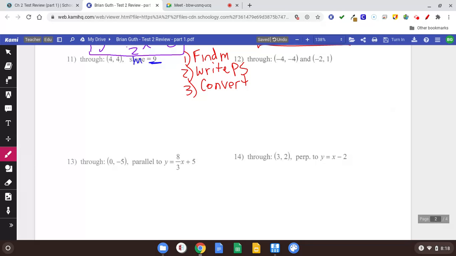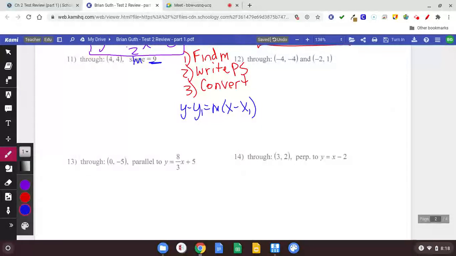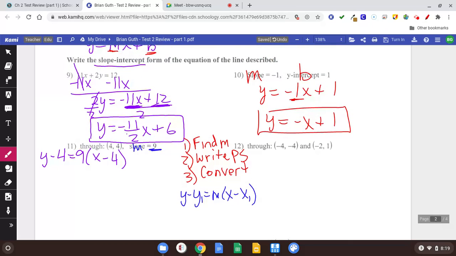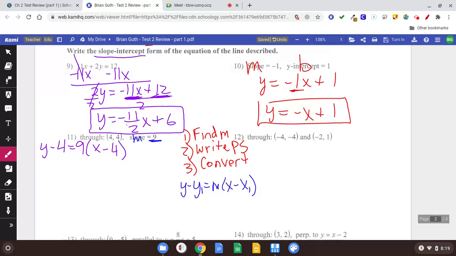So we go to step 2. Step 2 says write point slope form. Well, remember, point slope form is y minus the y number equals m times x minus the x number. That's what point slope form looks like. So we would go over here and we would say y minus the y number is 4 equals our m number is 9 times x minus the x number is also 4. Looks like that. That's point slope form. Then we can convert to whatever they ask us to do. And in this case, they wanted slope-intercept form. You look back at the directions.